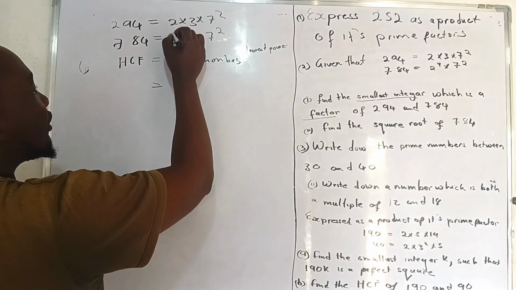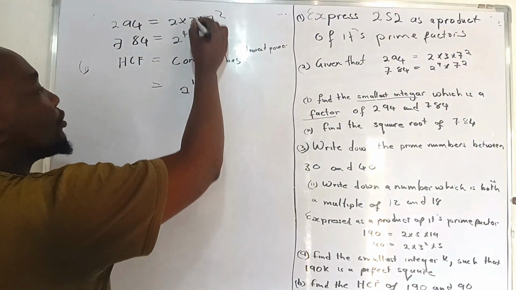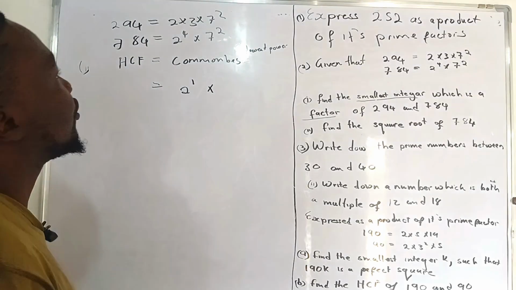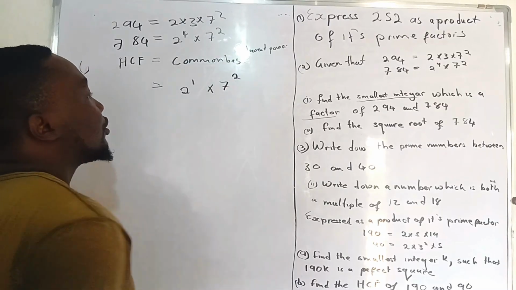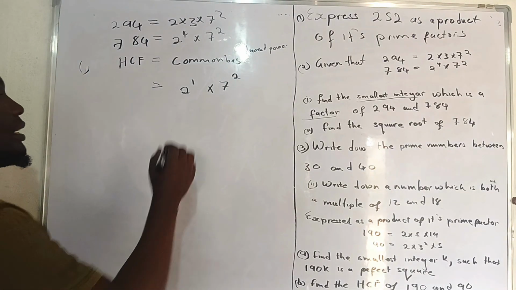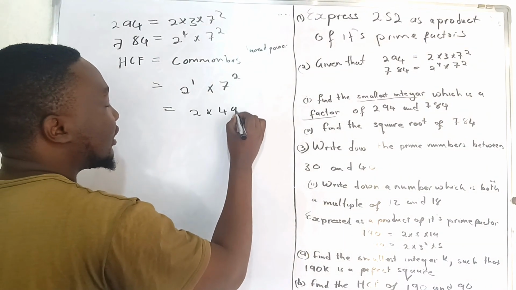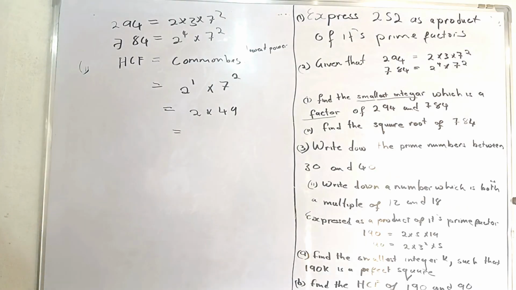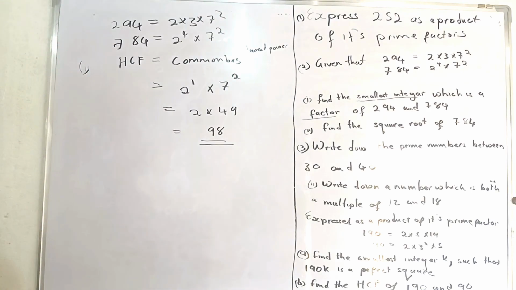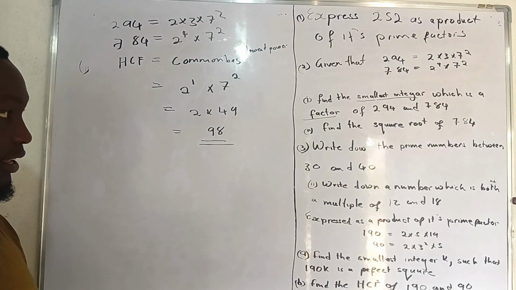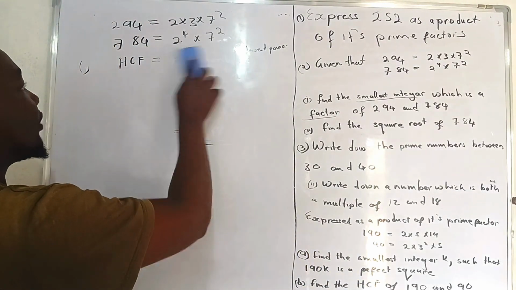So for our highest common factor, 2 is the common base, and the lowest power of 2 is 1. 3 is not a common base. So we take 7, to the power 2. So 2 to the power 1 multiplied by 7 to the power 2. That's going to be 2 multiplied by 49, which is equal to 98. That's going to be our answer for part 1. So let's move on to part 2.